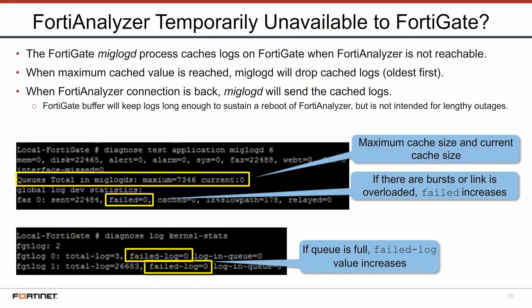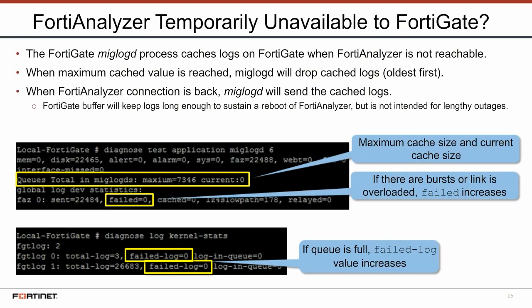If FortiAnalyzer becomes unavailable to FortiGate for any reason, FortiGate uses its MIG-LOG-D process to cache the logs. There is a maximum value to the cache size, and the MIG-LOG-D process will begin dropping cached logs, oldest first, once this value is reached. When the connection between the two devices is restored, the MIG-LOG-D process begins to send the cached logs to FortiAnalyzer. Therefore, the FortiGate buffer keeps logs long enough to sustain a reboot of your FortiAnalyzer, if you are upgrading the firmware for example, but it is not intended for a lengthy FortiAnalyzer outage.